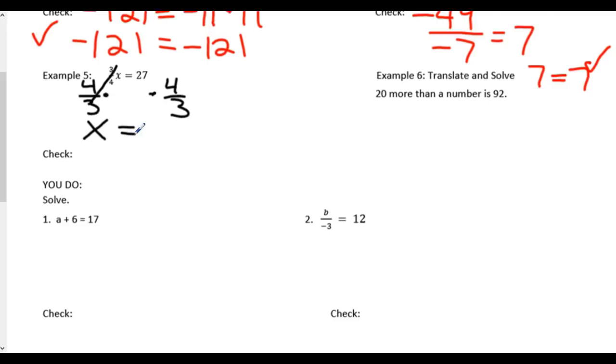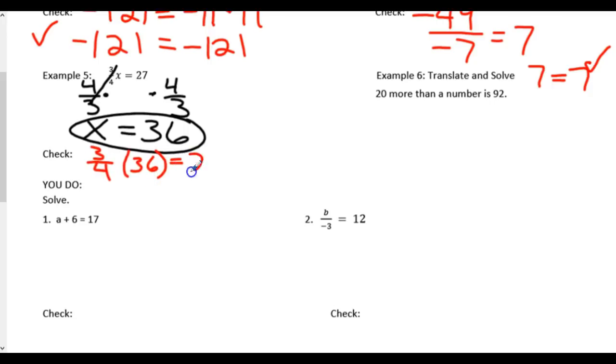And 27 times 4/3, well, that could be hard to do in our heads maybe, but if you use your calculator, it's like dividing by 3 and multiplying by 4. You should come out to the answer of 36. x equals 36. And our check, 3/4 times 36 would be 3/4 of that number. We're hoping it comes out to 27, which in fact it does. 27 equals 27, so we're all set.